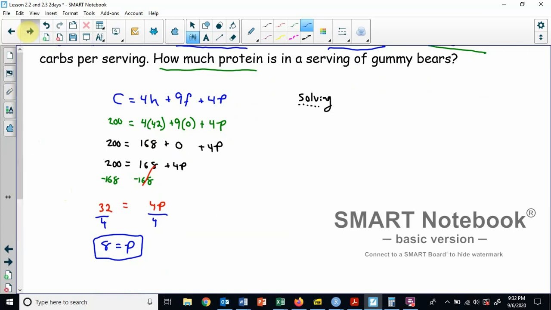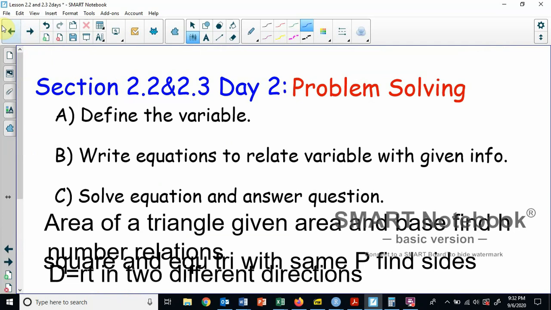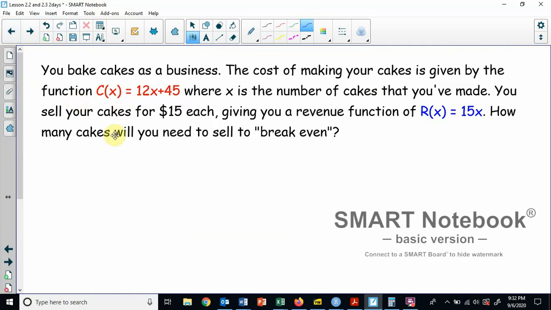Okay. So let's look at the last type now, I believe. Yeah, the last type of day 1 is a revenue cost type problem. So let's read the question and then we'll talk about this. So you bake cakes as a business. Yay, I love cakes. The cost of making your cakes is given by the function in red there. Cost is equal to 12x plus 45, where x is the number of cakes that you've made. You sell your cakes for $15 each, giving you a revenue function of 15 times x. That's the blue. How many cakes will you need to sell to break even?